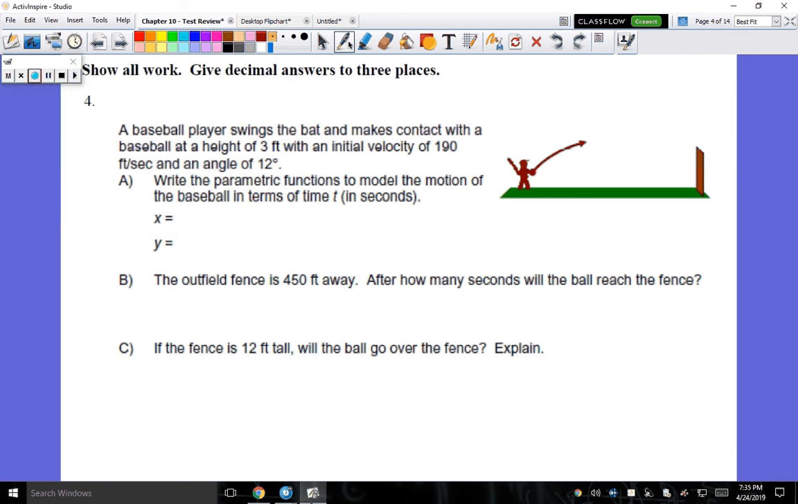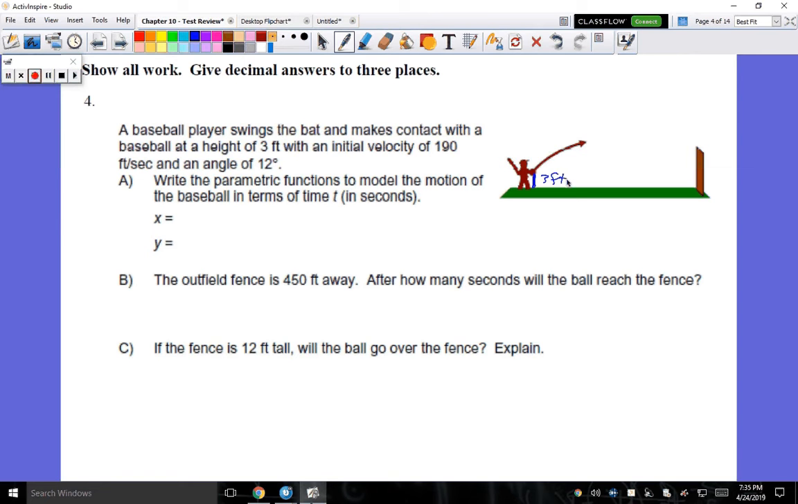Okay, so let's look at number 4. It says a baseball player swings the bat and makes contact with the baseball at a height of 3 feet. Very important right now, this right here is going to be 3 feet. And then it says with an initial velocity of 190 feet per second.